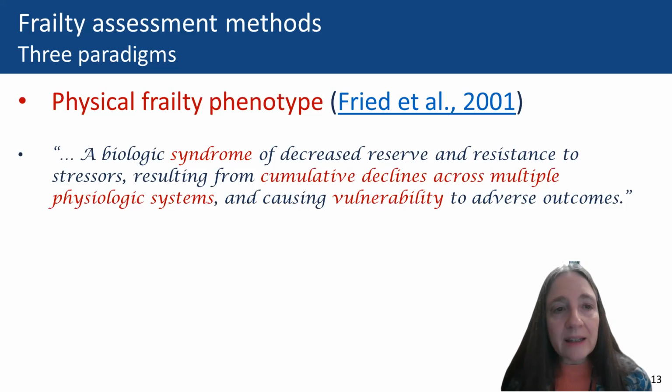And then finally, the physical frailty phenotype is the paradigm and commensurately the measure that has arisen here at Johns Hopkins.